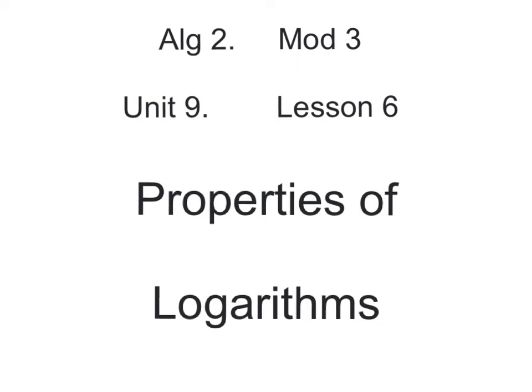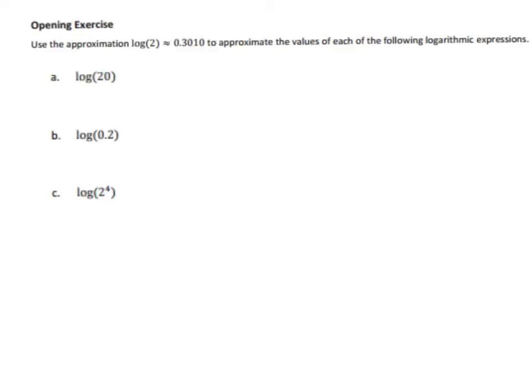Alright, welcome to Algebra 2, Mod 3, Unit 9, Lesson 6, Properties of Logarithms. So a little practice, I'd say pause the video, see if you remember everything from yesterday, but they tell you this is what log of 2 is approximately equal to. Figure each of these out.